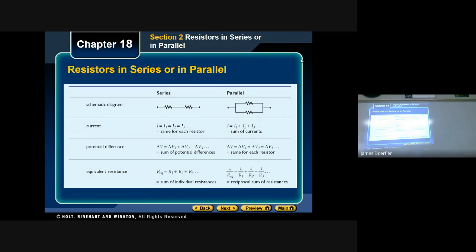For current in a series diagram, remember the current will be the same for each resistor. For parallel, it's the sum of the currents. Potential difference in a series is the sum of the potential differences. In parallel, it's the same for each resistor. So basically, current and potential difference just flip-flop. And to calculate equivalent resistance, it's the sum of individual resistances for series and the reciprocal sum of the resistances for parallel. You can always reference back to that if need be.